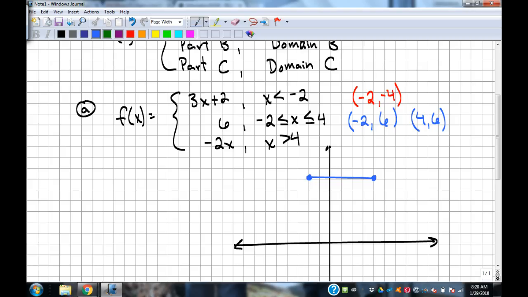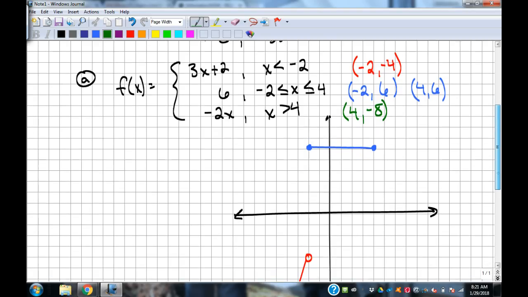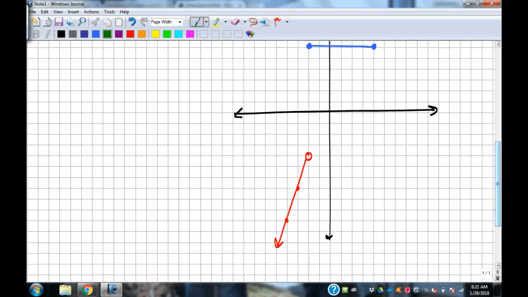Part C. Green. What's the important x value in part C? 4. It's that 4 that's out here. So if I plug 4 into -2x, what's my y value? -8. Is that an open circle or a filled in dot? Open. It doesn't have an equal to mark. So I'm going to 4, -8.